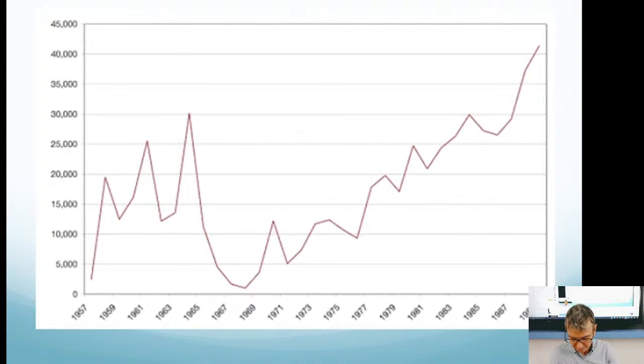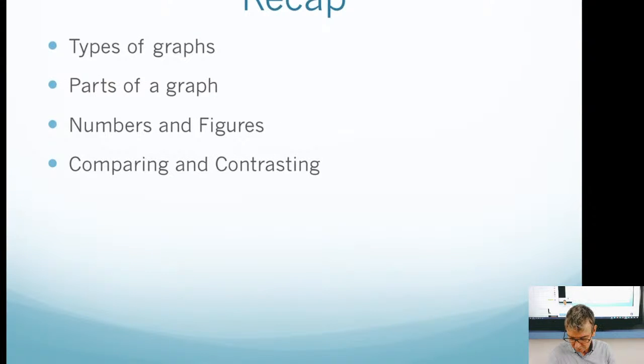So if you can remember last time, we talked about types of graphs, pie charts, bar charts, and we looked at some line graphs. We looked at parts of the graph, and then we looked at numbers and figures. A figure is really something which has a label. For example, the figure might be your salary, how much money you earn per month. That's the difference between a figure and a number. Or it could be the number of unemployed or something like that. And then we looked at comparing and contrasting.